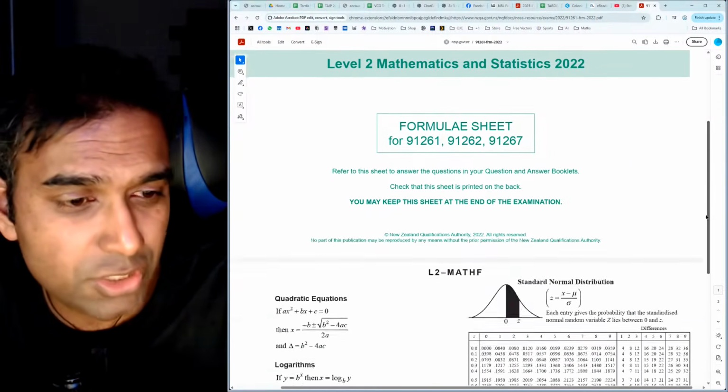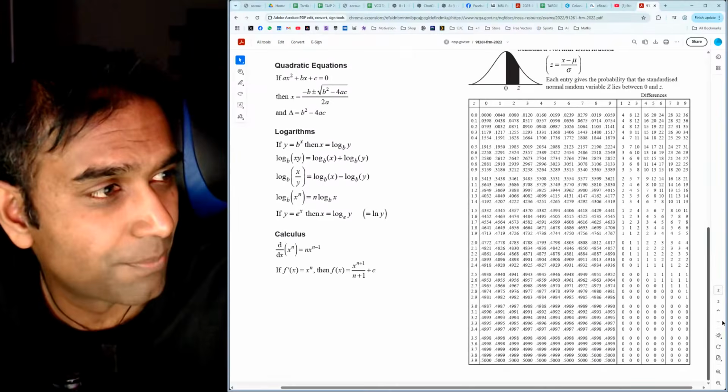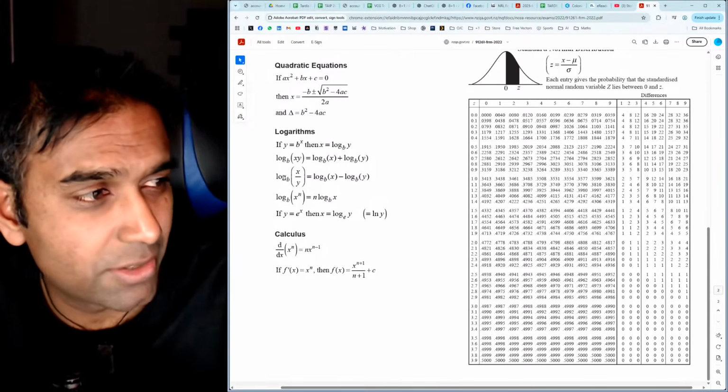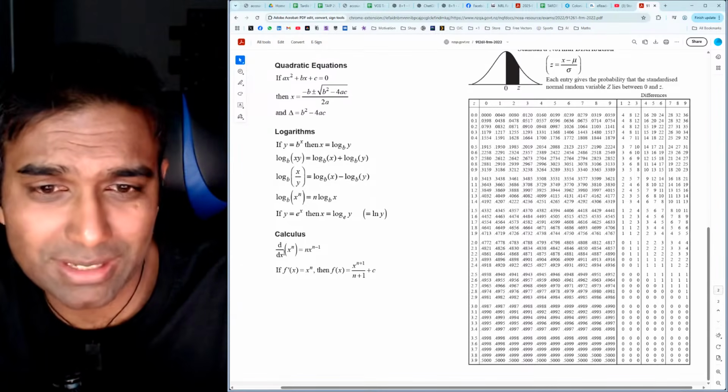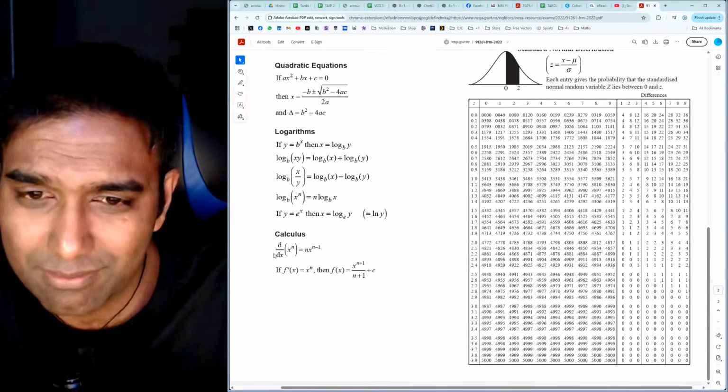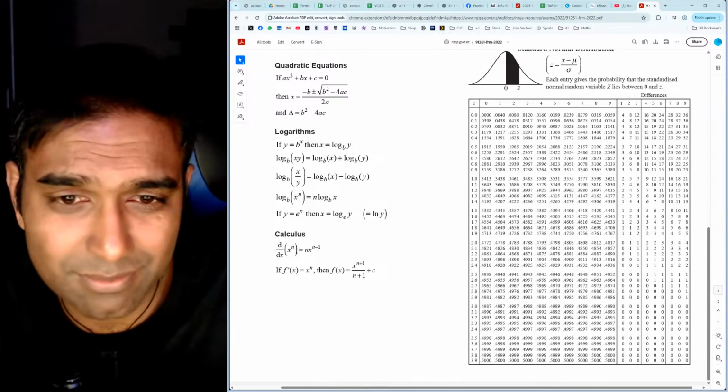So what's going to happen is that you get this formula sheet, and they give you literally one page of formulas. You get your quadratic equations, your log equations, and then very basic calculus. It's almost pointless having this formula sheet because most of the time you remember this within the first couple of weeks of doing calculus.